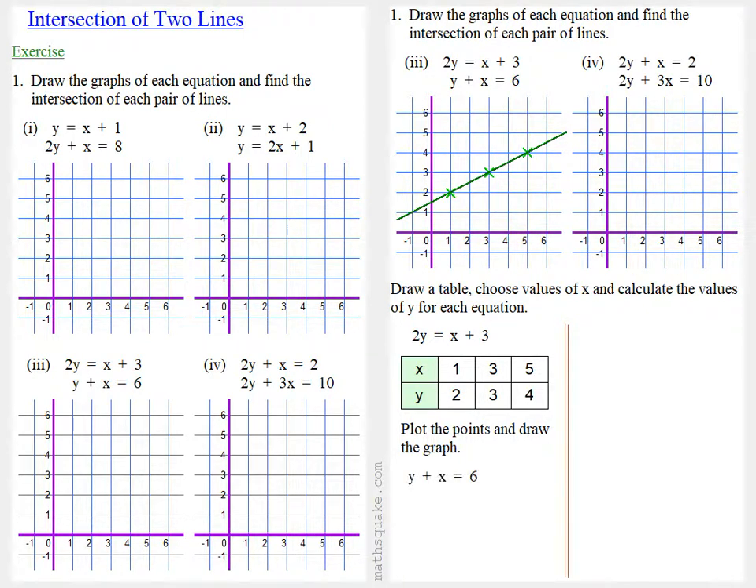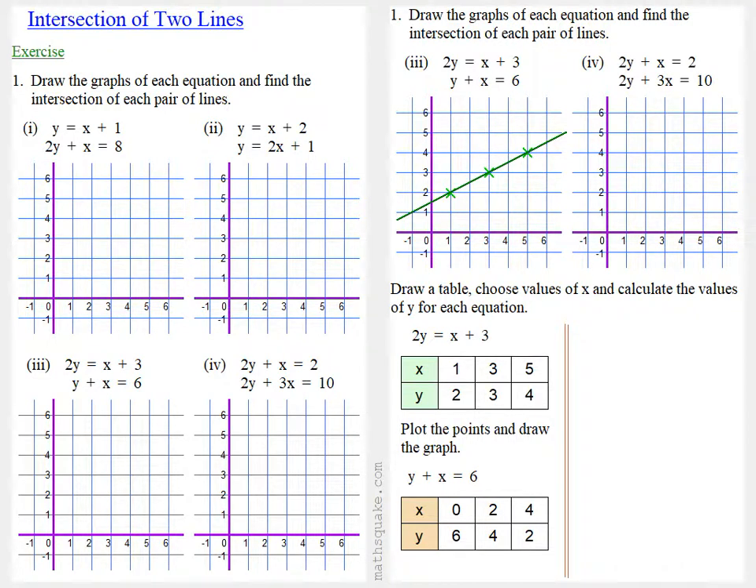If we look at the second equation, y plus x equals 6, I can draw out a table. I can choose values of x as 0, 2 and 4. Now, if x is 0, y plus 0 is 6, so y is 6. If x is 2, y plus 2 is equal to 6, so y is 4. And if x is 4, y plus 4 equals 6, and so y is equal to 2.